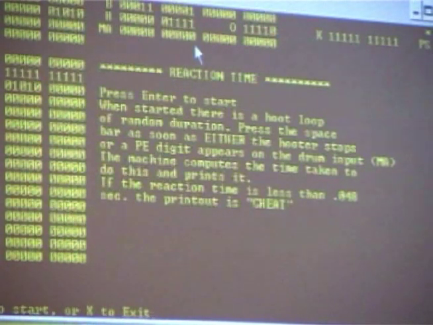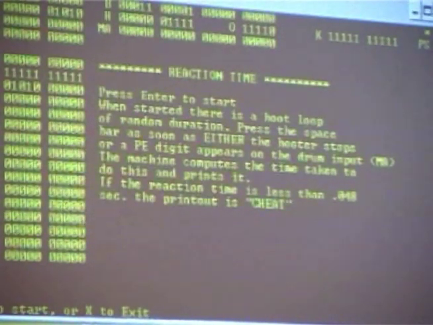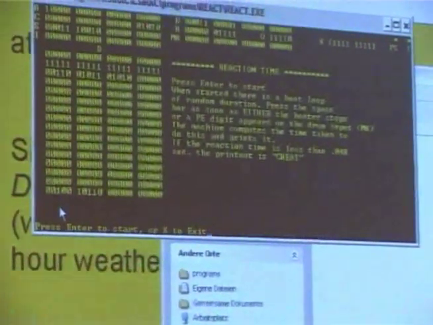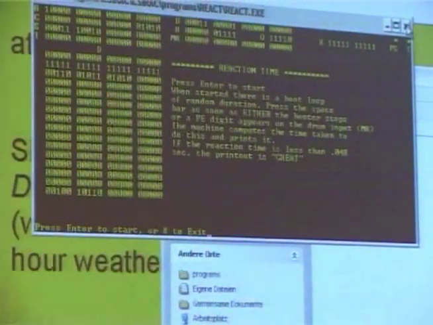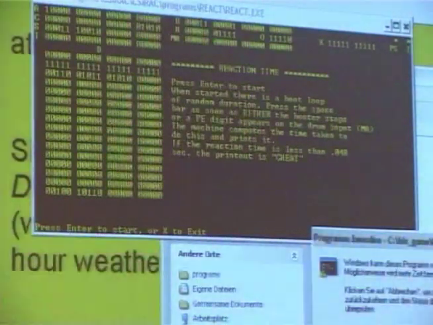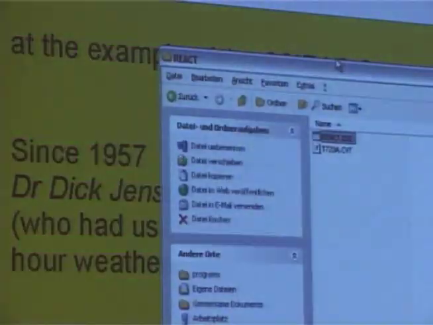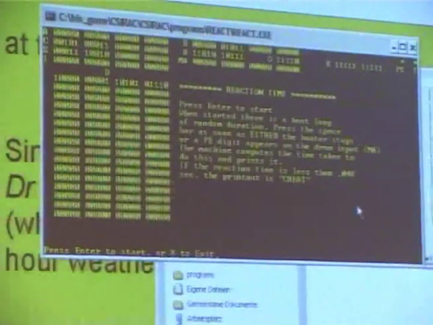That was very bad. You see here? Yeah, not very good, because I pressed the wrong button. Let's start again. Oh no, I must restart it. That's the problem here. So it only could execute it once. Then it freezes.